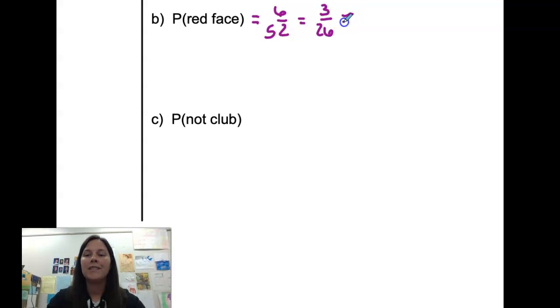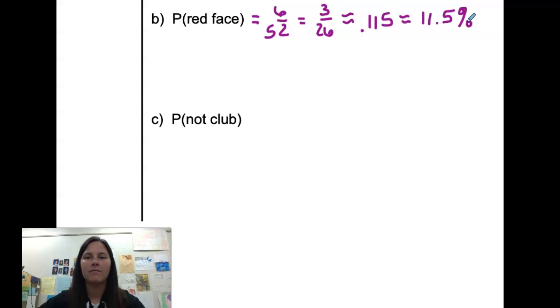This one also does not divide nicely. I got approximately 0.115. So multiplying that by 100, it would be about an 11.5% chance of drawing a red face card. And this last one is getting into complements. So I'm going to write this with the complement notation as well.